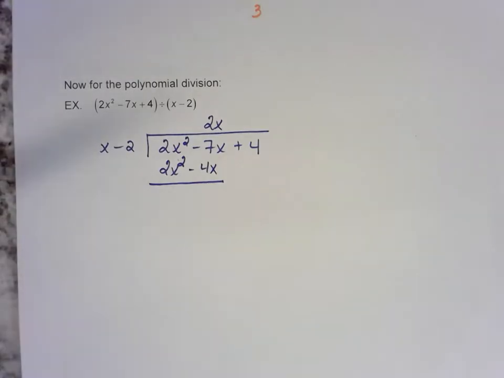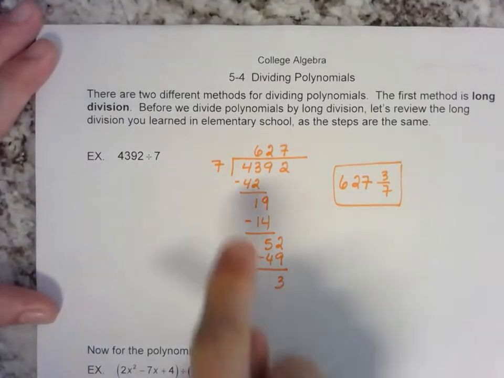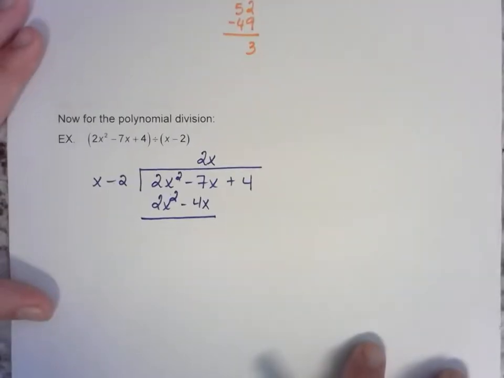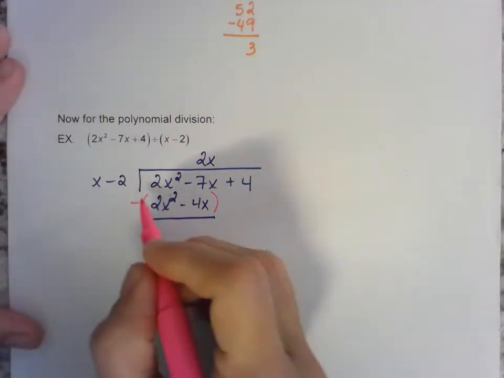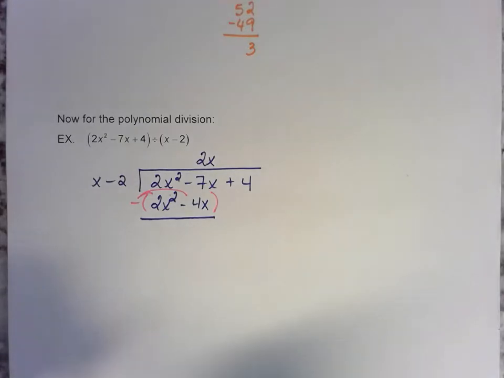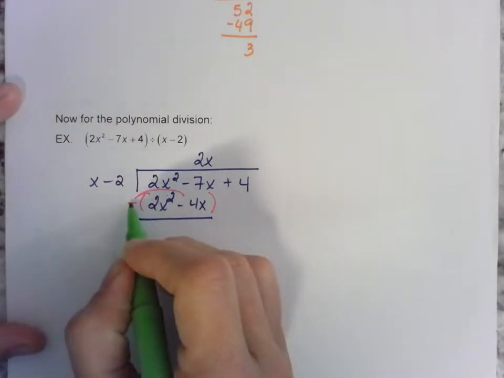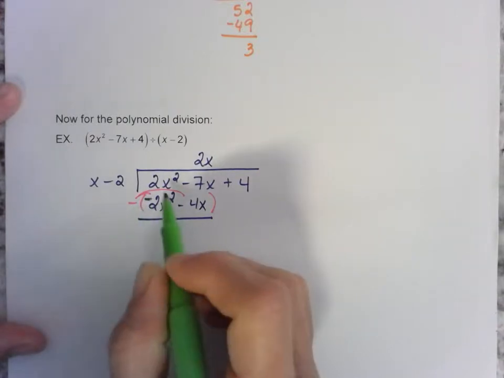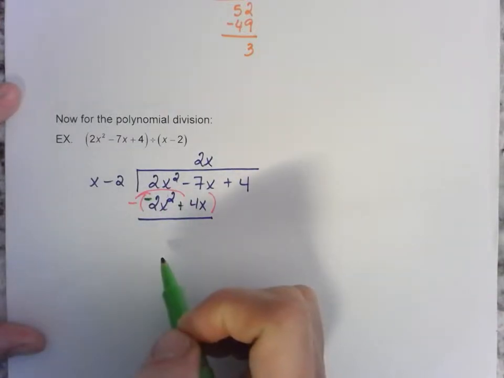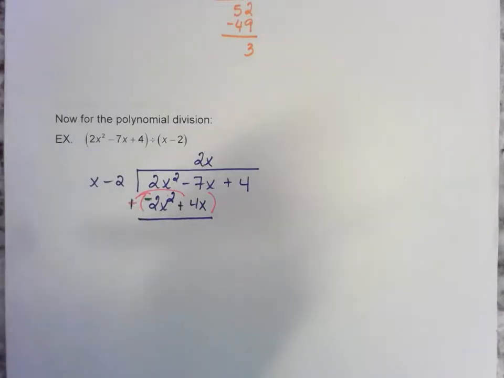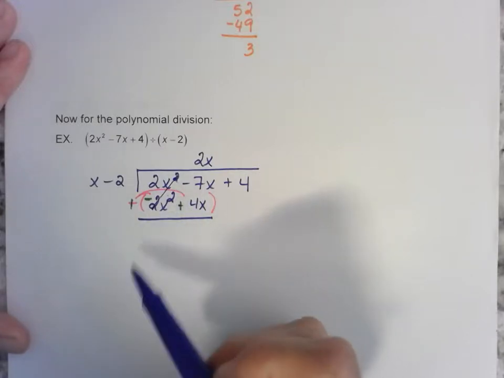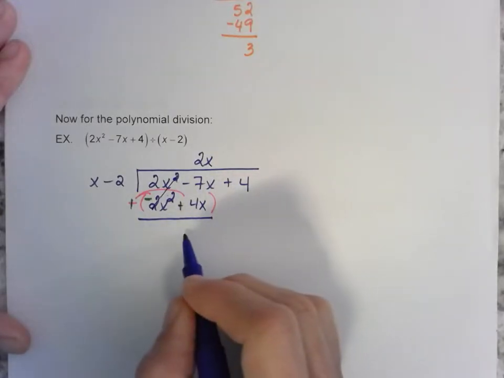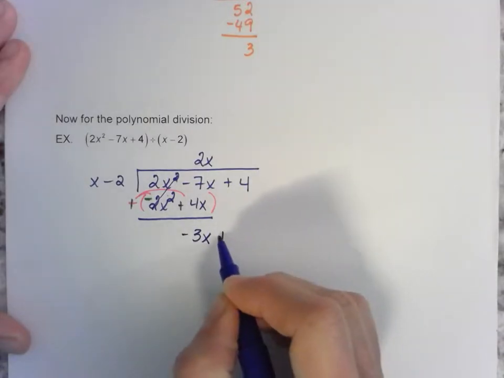Now at the top of the page, what did we do next? The next step was subtraction, right? We have to subtract this entire row. If we subtract that entire row, we have to distribute the negative, which means when you distribute the negative here, that becomes negative. When you distribute the negative here, that becomes positive, right? So we've distributed this. I'm going to do that just so I know I already distributed it. Okay, add them together. 2x squared minus 2x squared is 0. Negative 7x plus 4x is negative 3x. We bring down the next one.